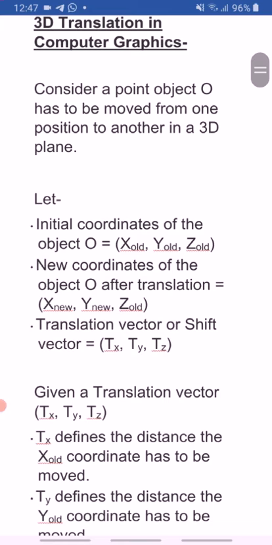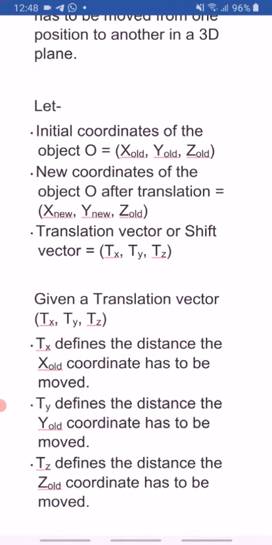So, let the initial coordinates of the object O be x old, y old, z old. The new coordinates of the object O after translation will be x new, y new, z new. The translation vector of shift is tx, ty, tz.